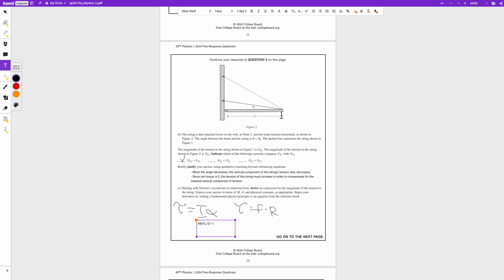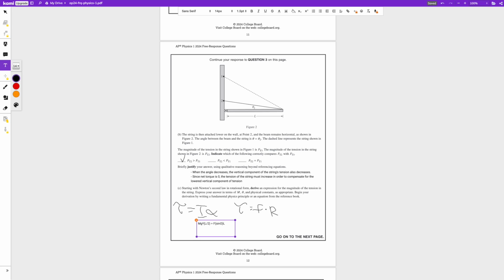Because remember, it's applied at the middle, length over 2, and this is going to be equal to, so let's look at it. This is the force of tension, and we have to find the tension, so I'm just going to write F. So the force of tension, and what's the vertical component? The vertical component is going to be F sine theta. But we have to look at where it's applied. It's applied at length of L.